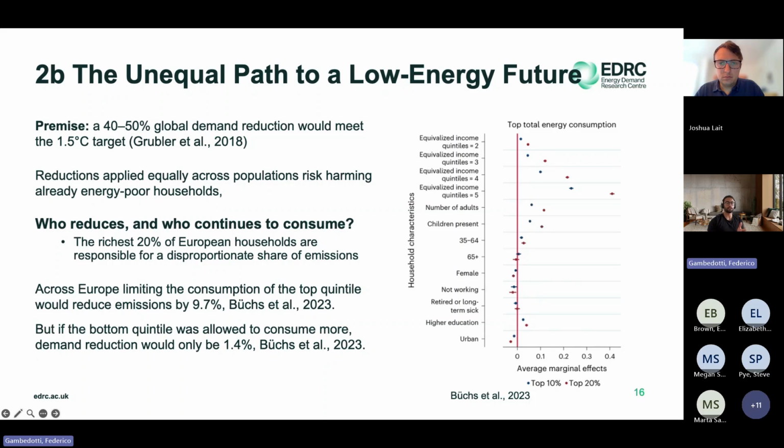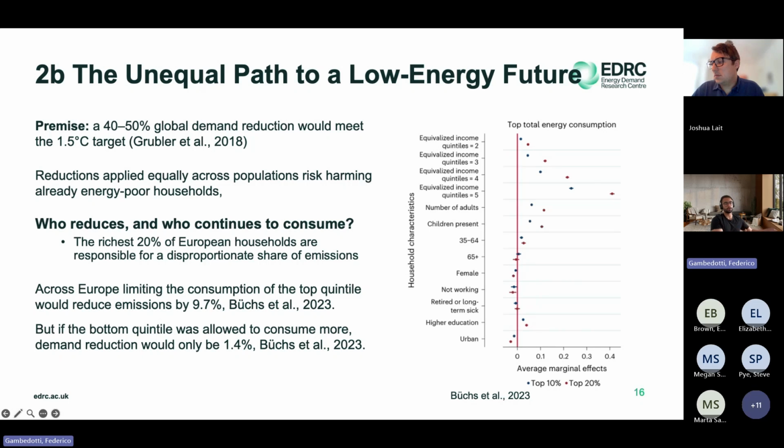And what they found is that the top 20% consumes actually a much greater chunk of energy compared to the rest. And if we were able to apply energy demand reduction policies only on the top 20%, we would reduce energy demand by almost 10%. At the same time, they looked at the equity question.